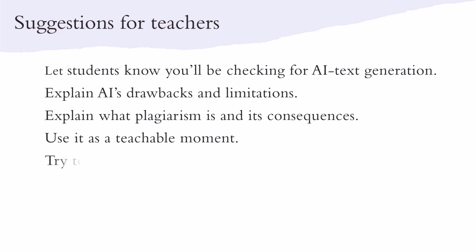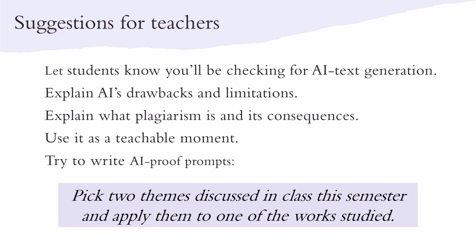Finally, you can write AI-proof prompts. For example, pick 2 themes discussed in class this semester and apply them to one of the works studied. You see, I don't say what the themes or the texts are. If you put this in ChatGPT, it will answer it. When I tried, it gave me 2 different answers, 2 themes for one work and then 2 different themes for another work. A student who's not paying attention might submit both of those, which might help you figure out that it was AI generated.